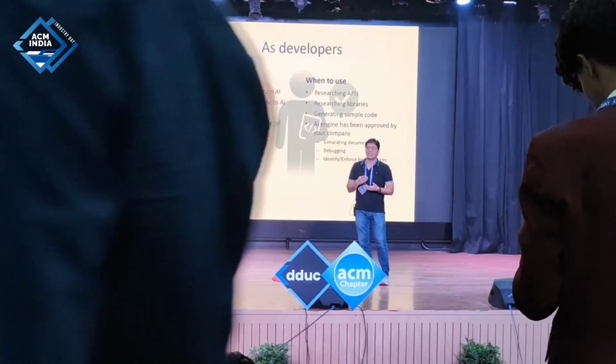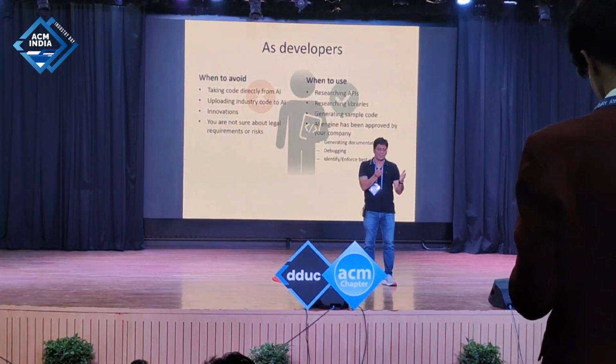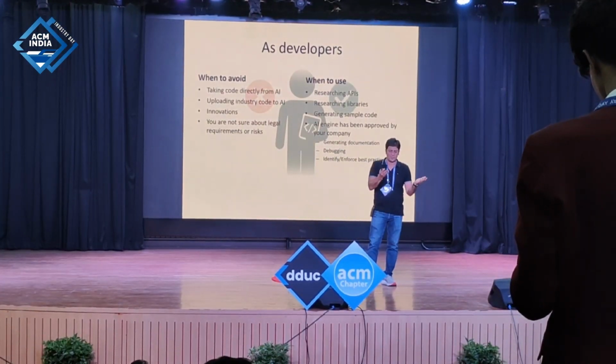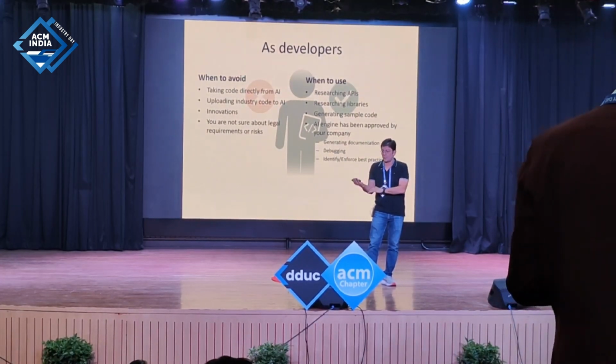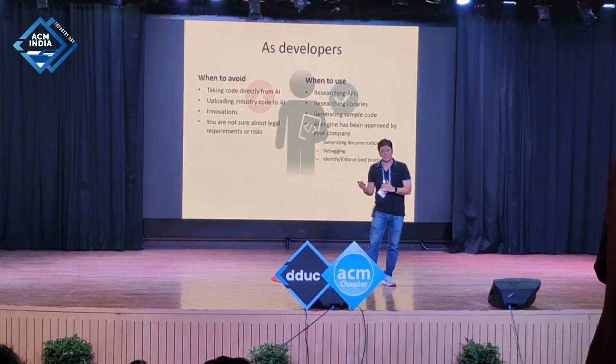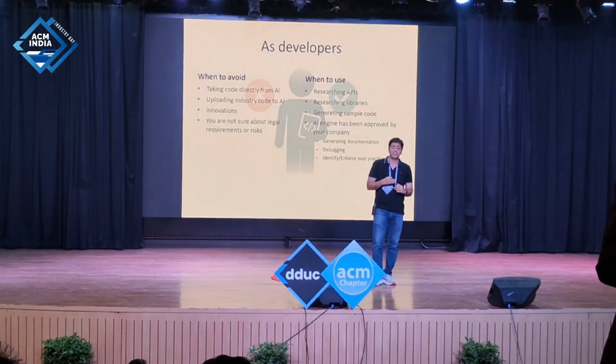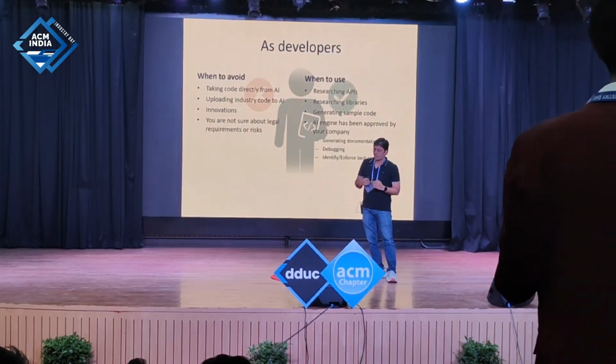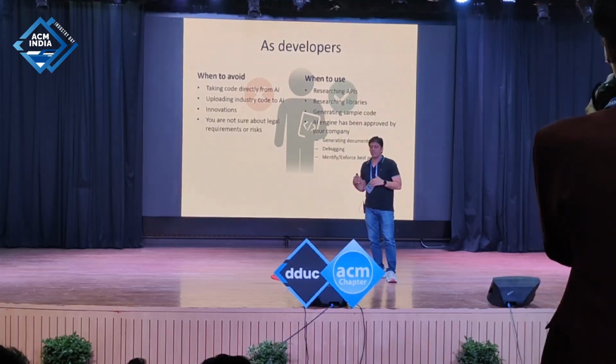Okay, research the APIs. For example, you need to implement a particular algorithm, some kind of sorting logic. You can research what kind of data this is and what kind of sorting algorithm would be better. So use it for researching APIs. Use it for researching libraries. Like, I want to use a Java library or a C++ library, which library would be better? So you can use it for that. It will give you pros and cons and everything.